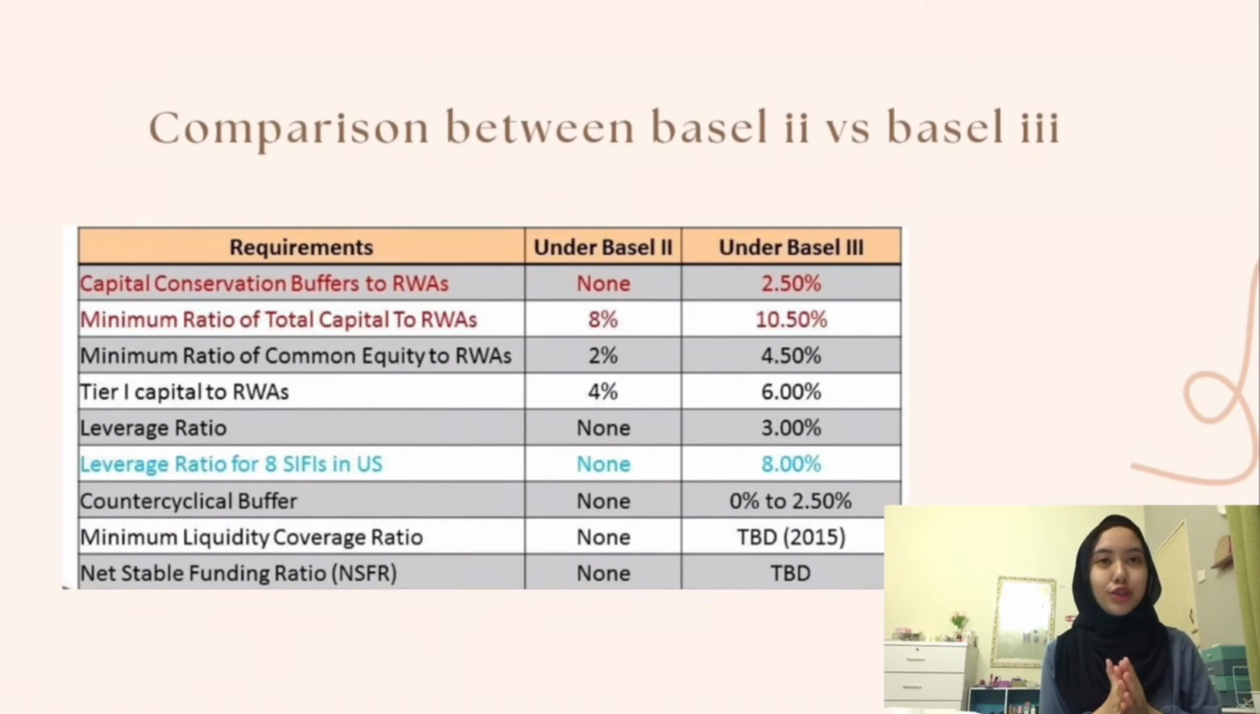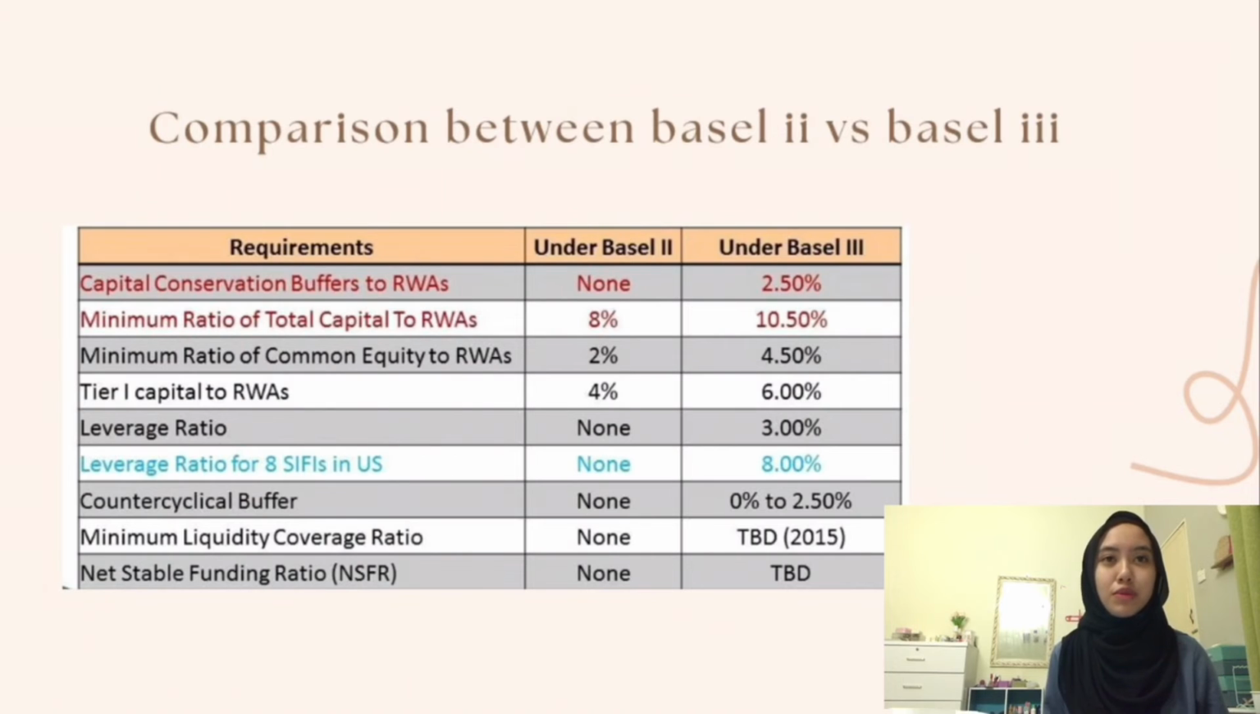Now, let's move on to the comparison between Basel II and Basel III. For the requirement, capital conservation buffer to RWAs, or risk weighted assets, under Basel II is none, while under Basel III is 2.50%. For the minimum ratio of total capital to RWAs, under Basel II is 8%, and under Basel III is 10.50%.